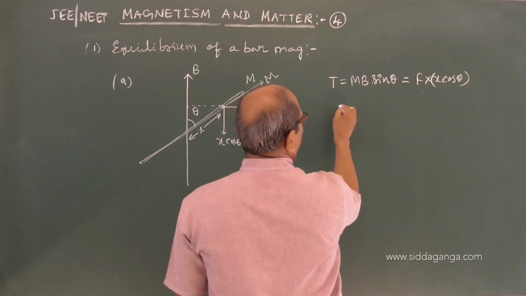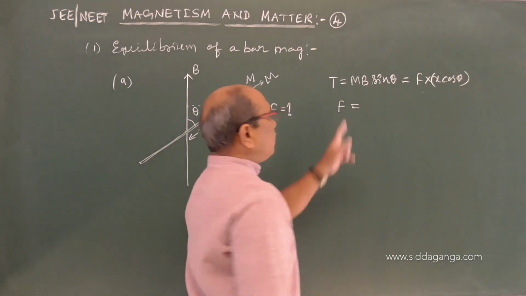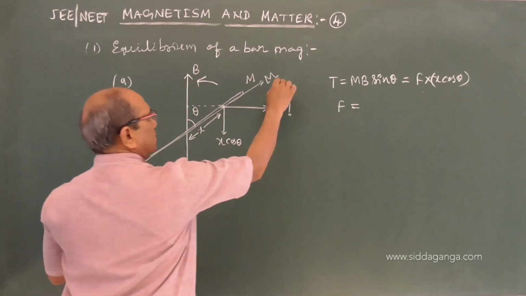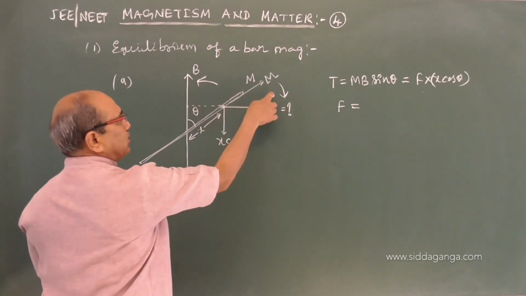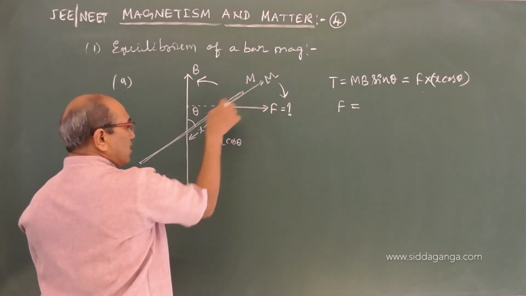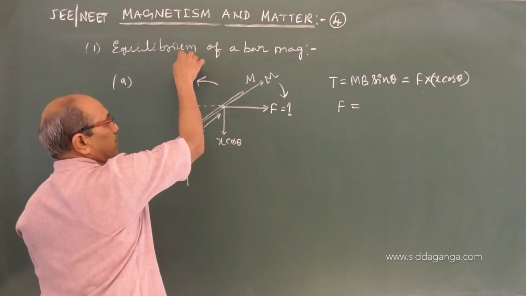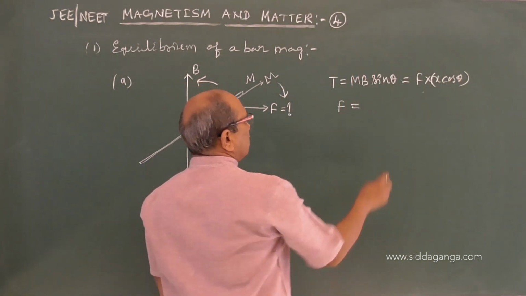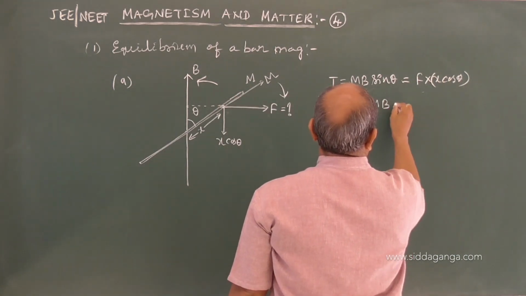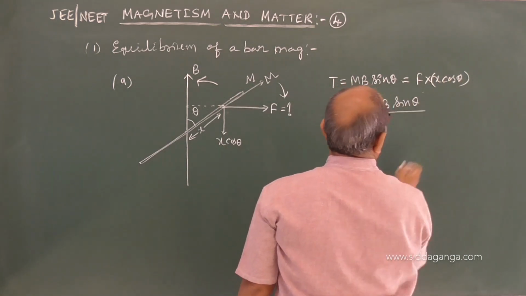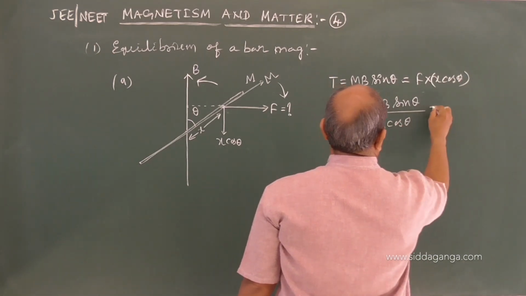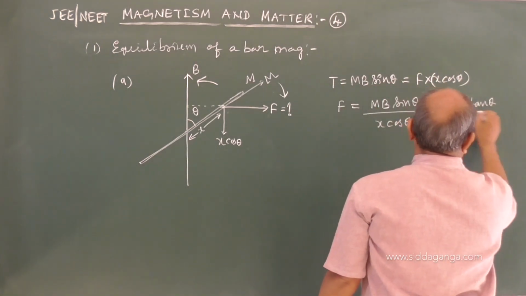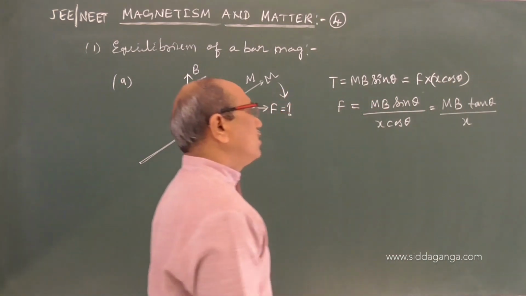Then I can write the force necessary. I hope you have followed the two forces. One is due to the magnetic field attracting towards this, and this force is pulling away. Under the action of these two forces, the bar magnet will remain in equilibrium. In equilibrium, F x cos theta is equal to mB sin theta. In that case, F equals mB sin theta by x cos theta, or mB tan theta by x.